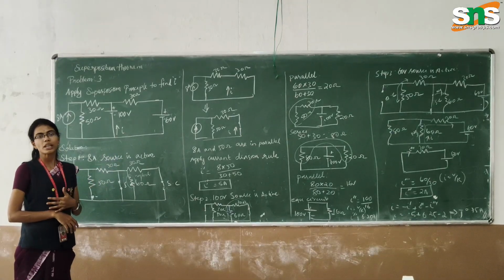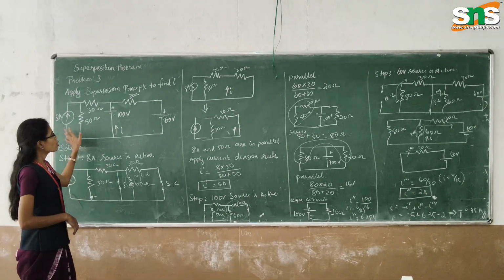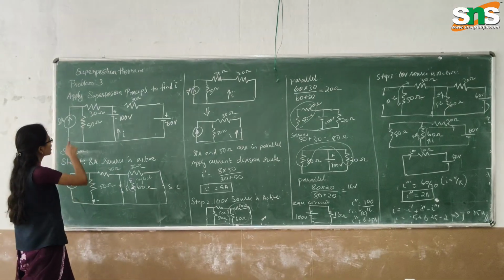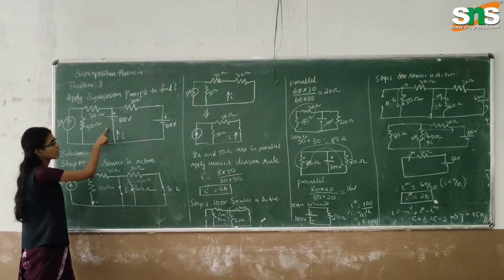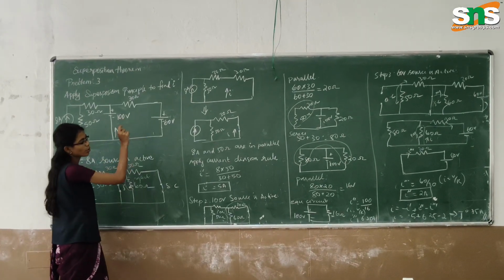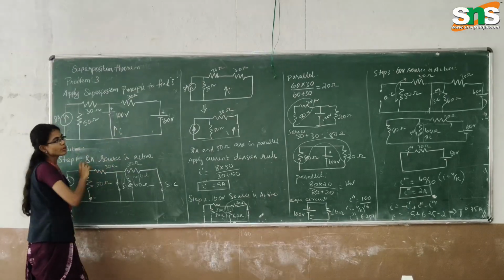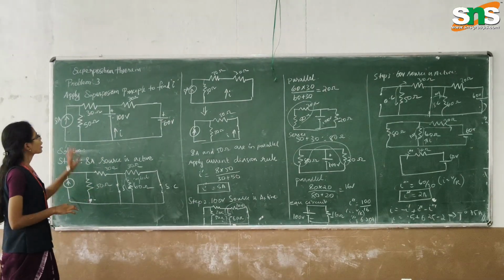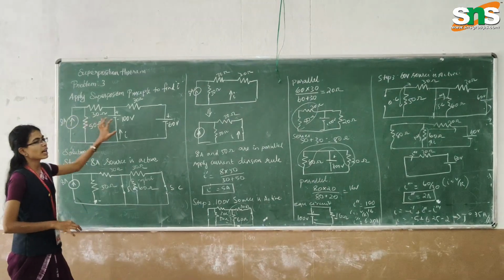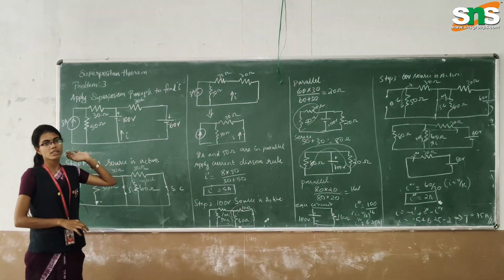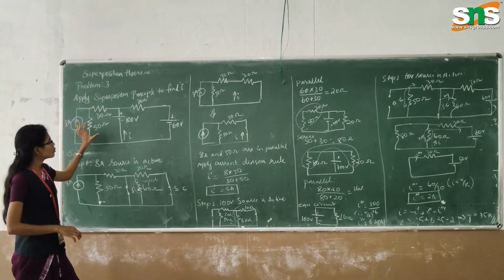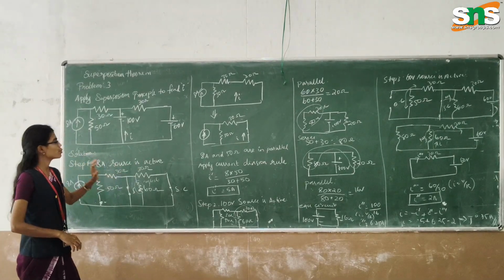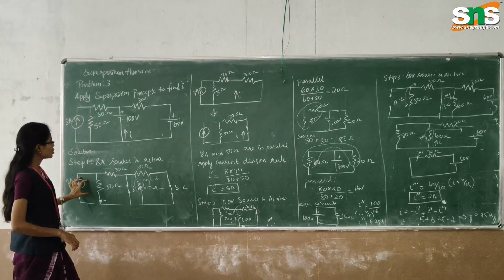Already we know that in the superposition theorem, each source represents a step. Here we have an 8 amp current source, a 100 volt voltage source and a 60 volt voltage source, three sources. So we are going to solve the whole problem in three steps, by keeping one source active and the remaining sources deactivated. In step 1, the 8 amp current source is the active source.